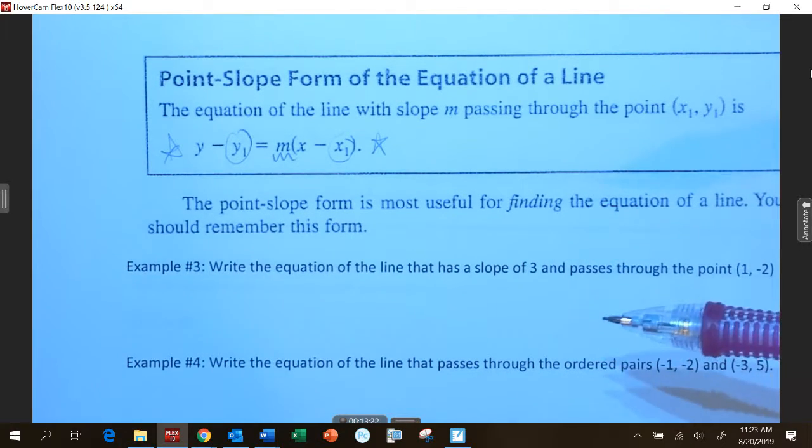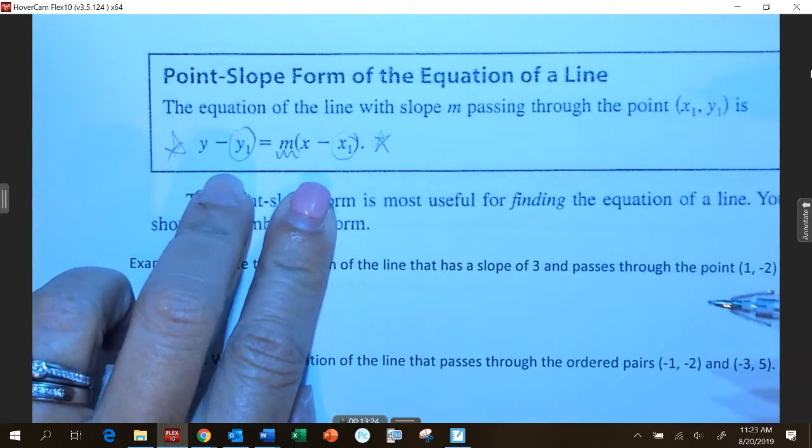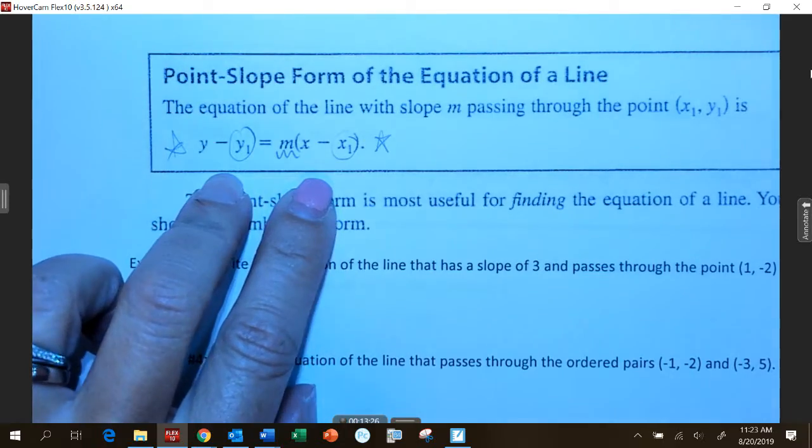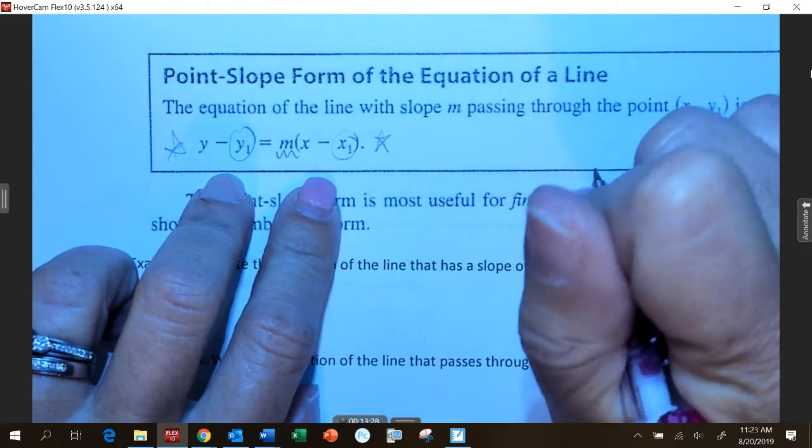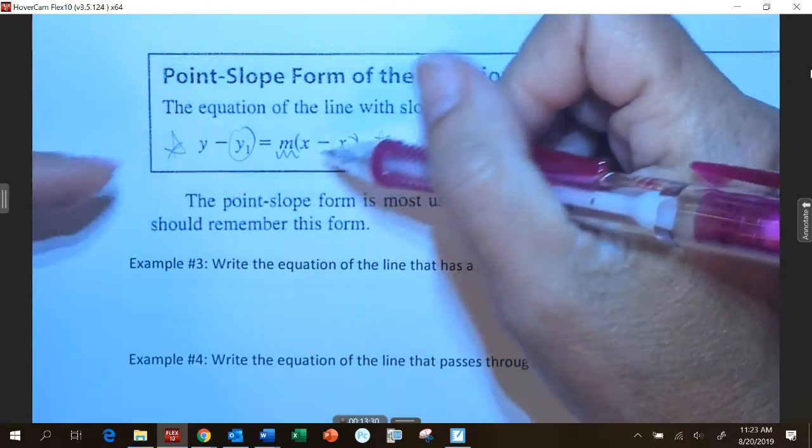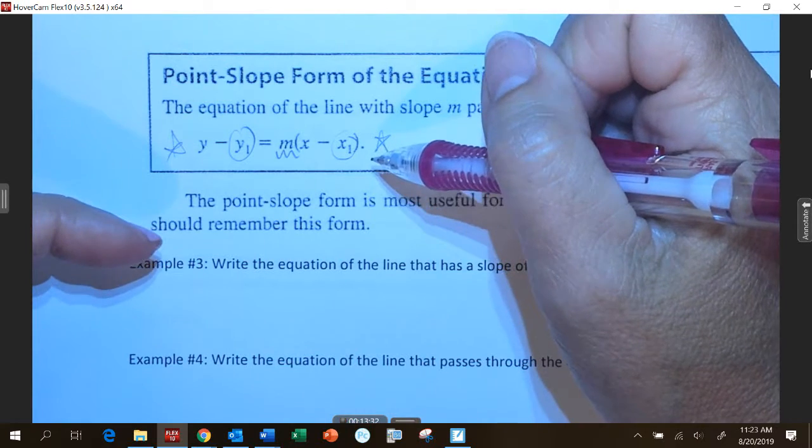If you do not have point slope memorized, in order to get it memorized, we're going to write it while we do our assignment and while we do our notes. It's right there, but I'm going to write it every time so I get it memorized.